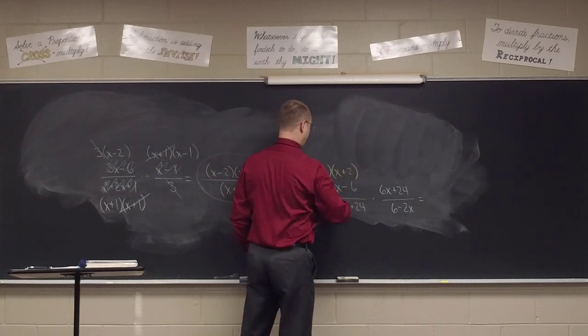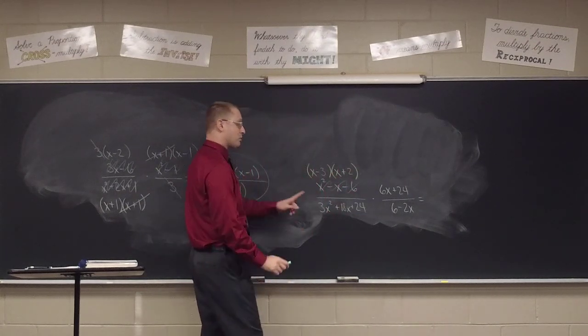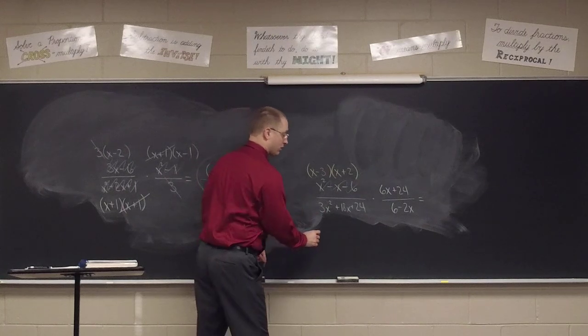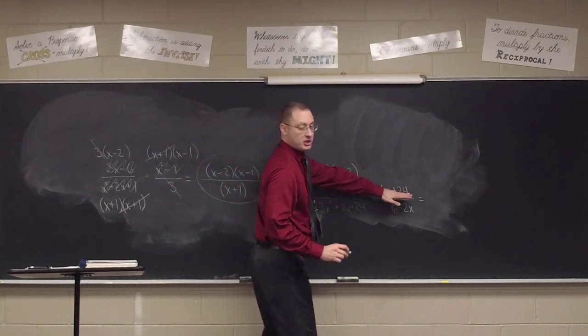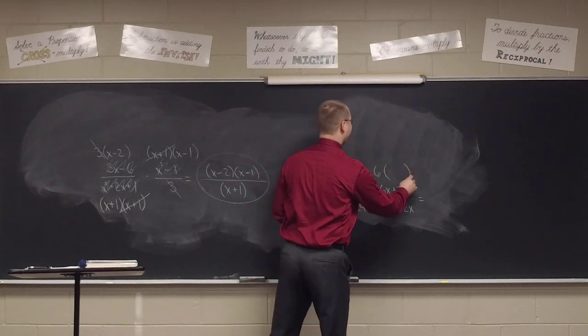Good, x minus 3, x plus 2. All right, now the next one we need to pull out a common factor of, oh sorry, you're going across. You're going over to the next numerator. Pull out a common factor of 6 to leave you with x plus 4.